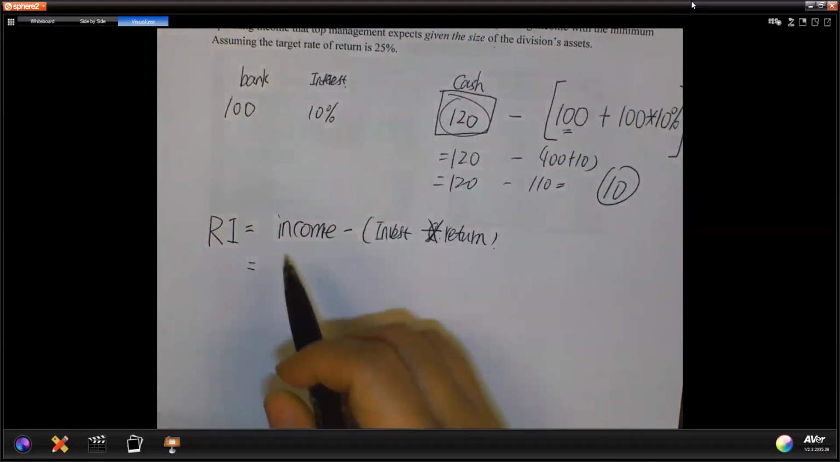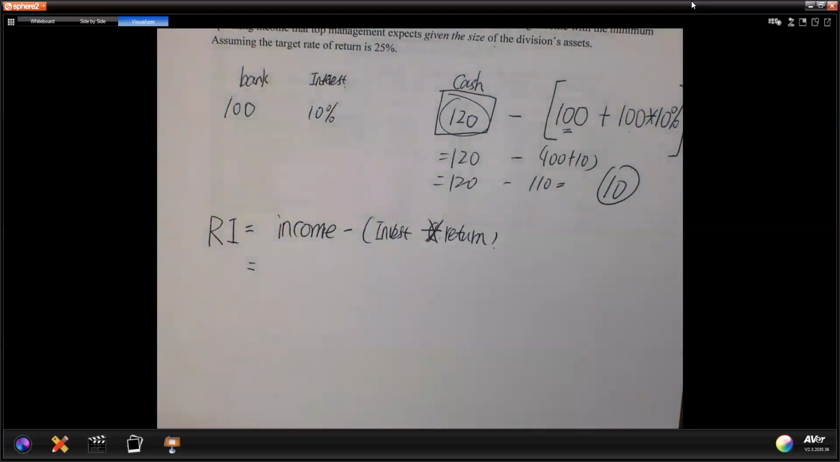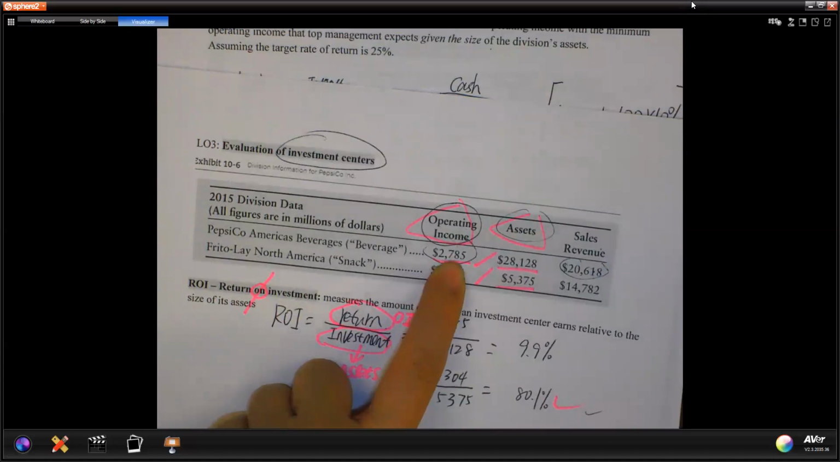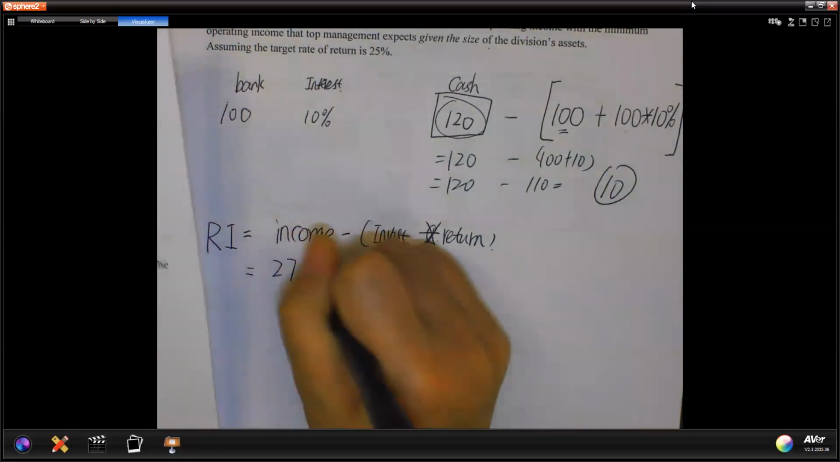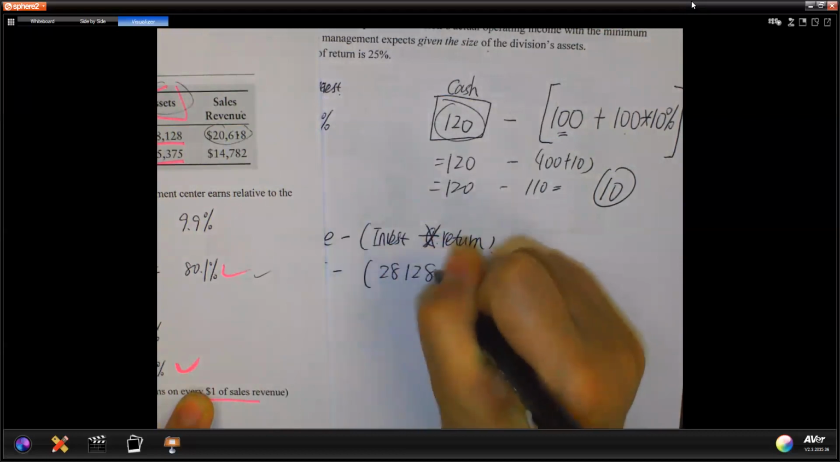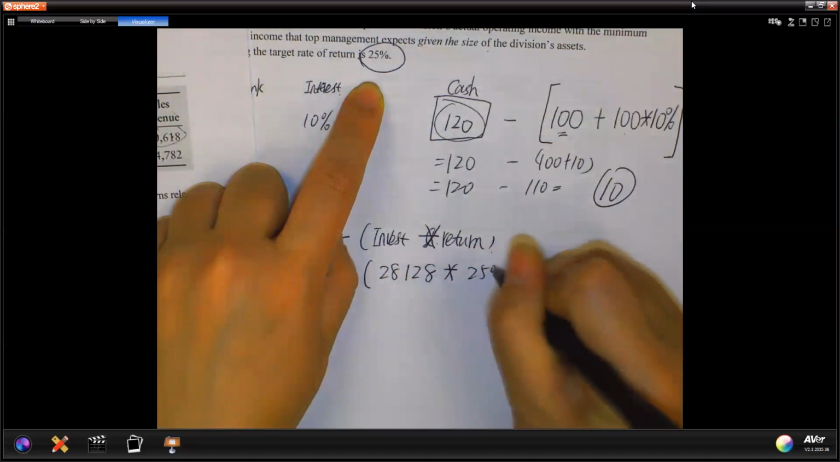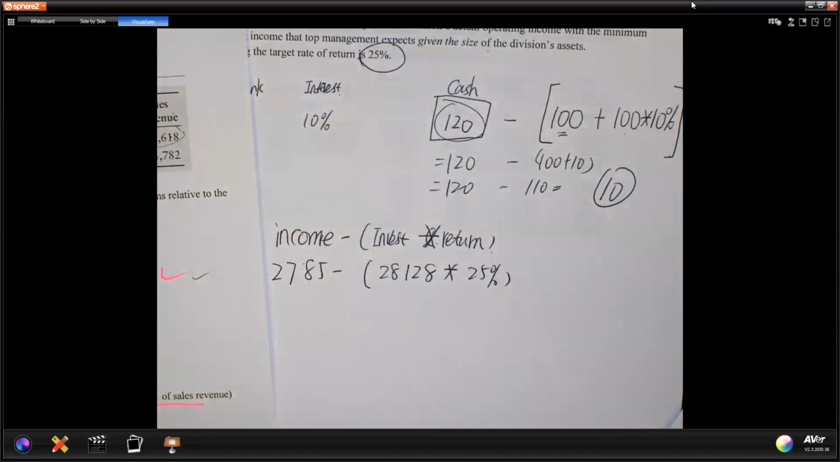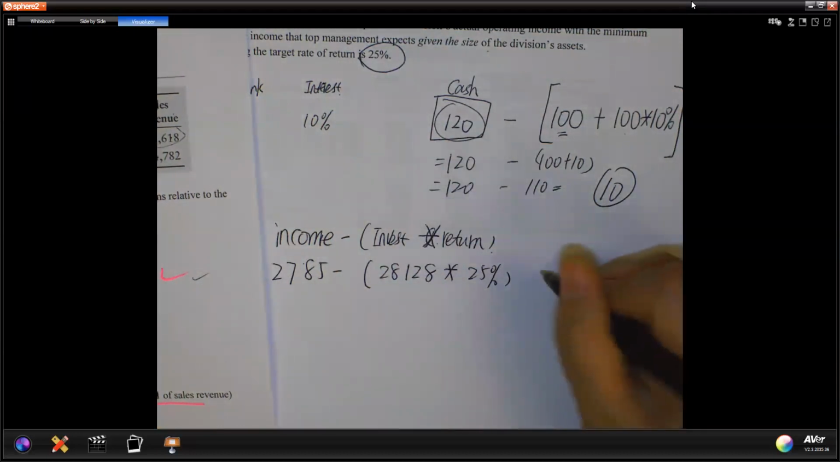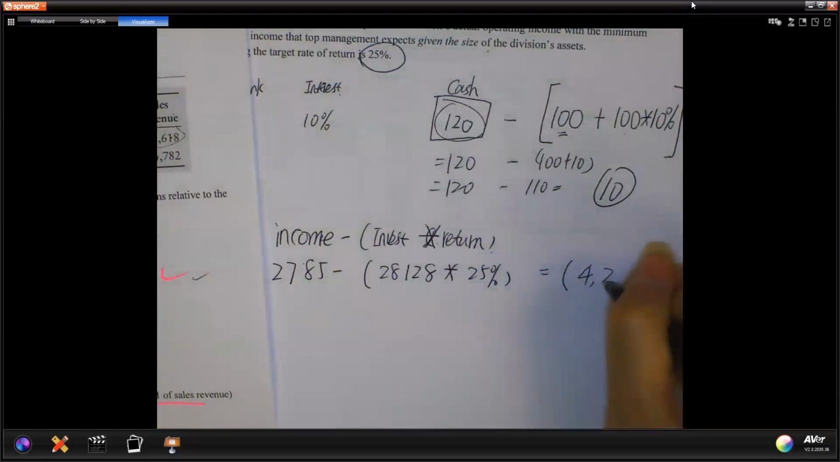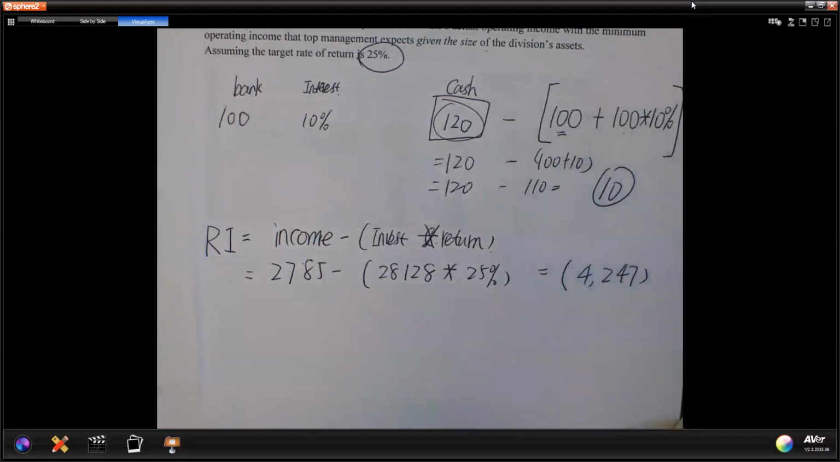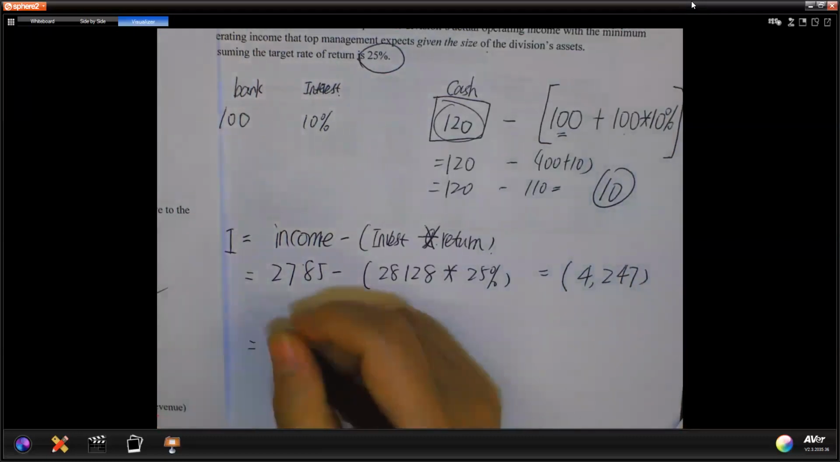Pepsi, so your income, Pepsi said that the operating income is, I hope you still remember the number, 2,785. So 2,785, we minus the investment. We said the investment is the asset, 128, times the return we require, the question will tell you we require the return to be 25%. And then if you do the math, you will find out, oh my goodness, it's a negative number. It's a negative number.